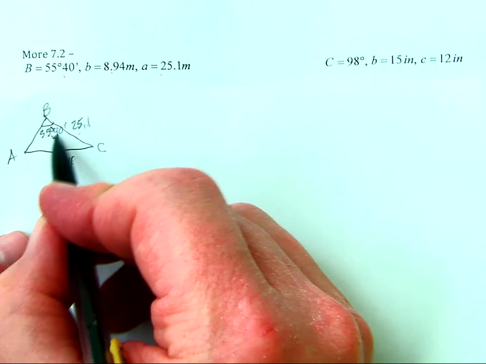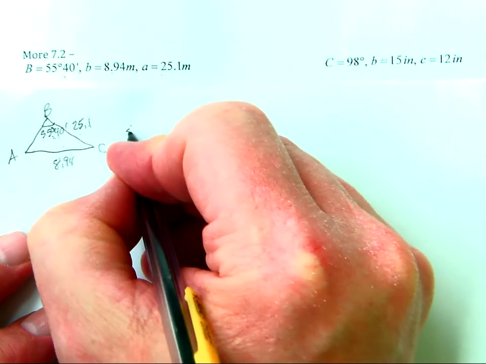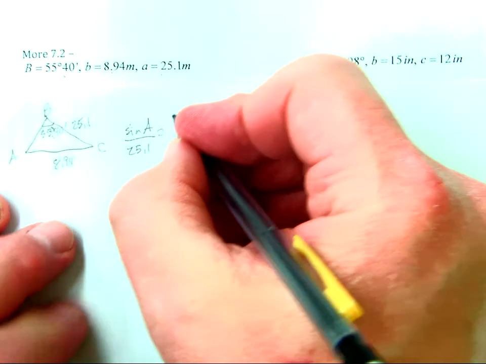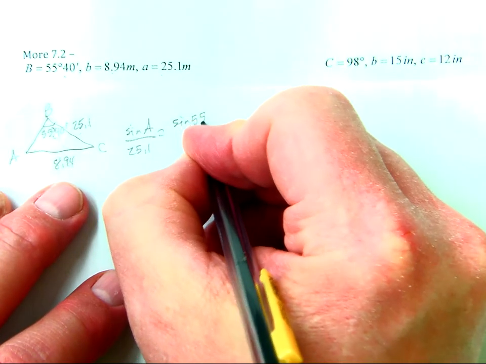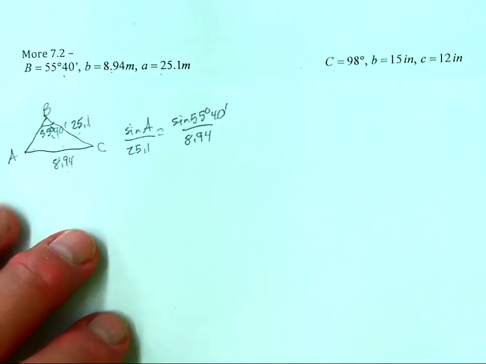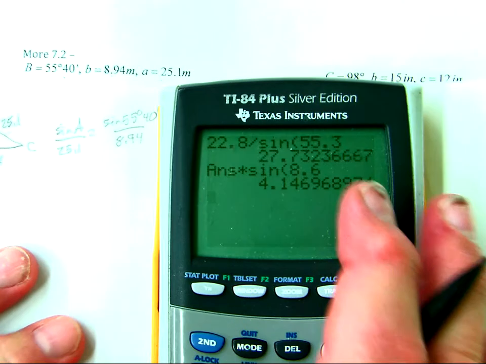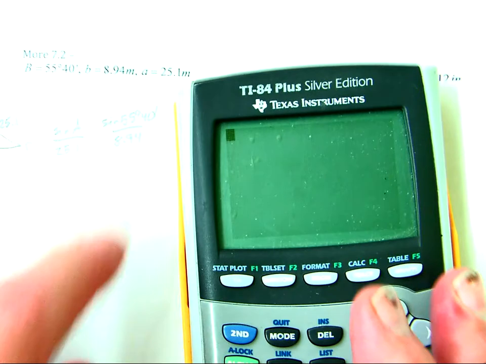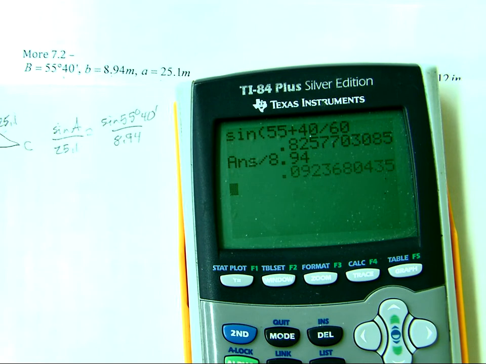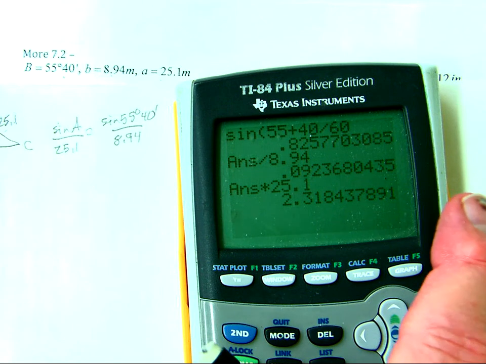Since we're given side A, we need to find angle A. So we say, okay, the sine of angle A over its opposite side equals the pair we know, the sine of 55°40' over its opposite side. That's how we set up our law of sines. Now again, we use our calculator. Remember, for the sine of 55°40', you hit the sine of 55 plus 40 divided by 60. We divide that by 8.94, and now multiply that by 25.1. I get 2.318.